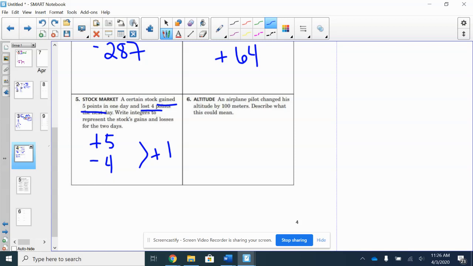Next, an altitude. An airplane pilot changed his altitude by 100 meters. Describe what this could mean. Okay, so if we think of a plane, an altitude is going up or down. It really doesn't matter which way the plane's going. It can go up by 100, right? Or it can go down by 100. So this question really wants you to think it really could be a positive or negative 100. Both answers are acceptable for that question.